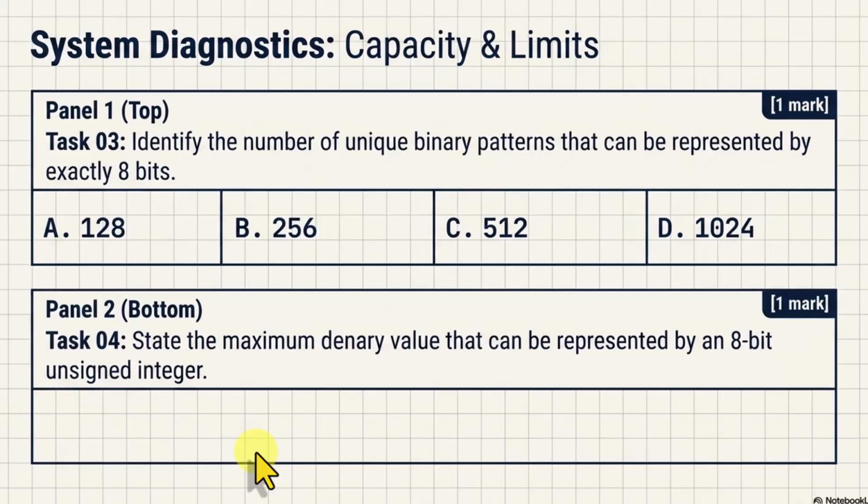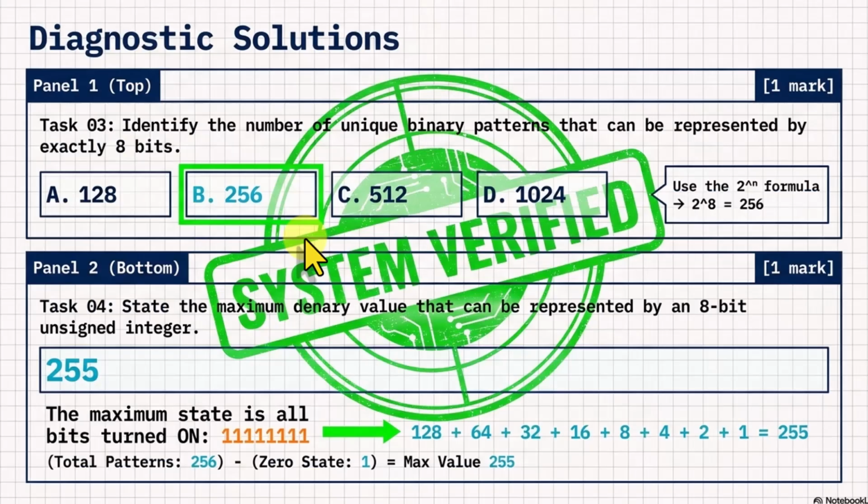The next question, identify the number of unique binary patterns that can be represented by exactly 8 bits. So by 8 bits, 2 to the power of 8. 2 to the power of 8 will be 256. So that is the correct answer. And state the maximum Denary value that can be represented by an 8-bit unsigned integer. The maximum unsigned value that you can store in 8 bits is 255. Because 0 is also counted there, the unique patterns will be 256, but the maximum number is 255.